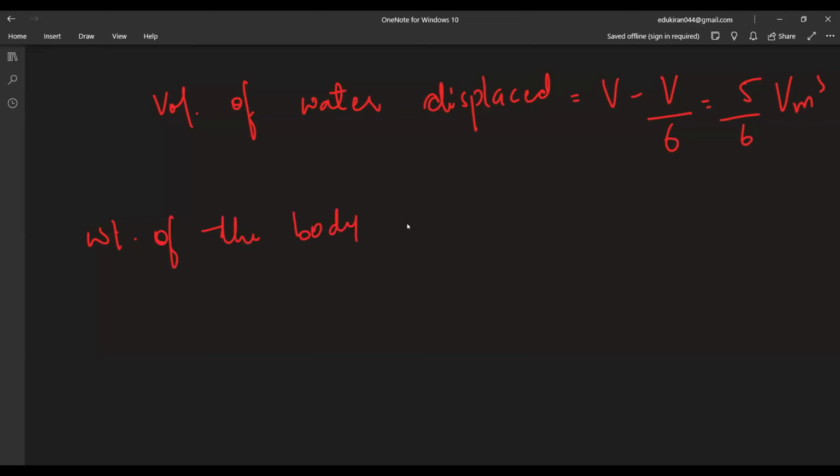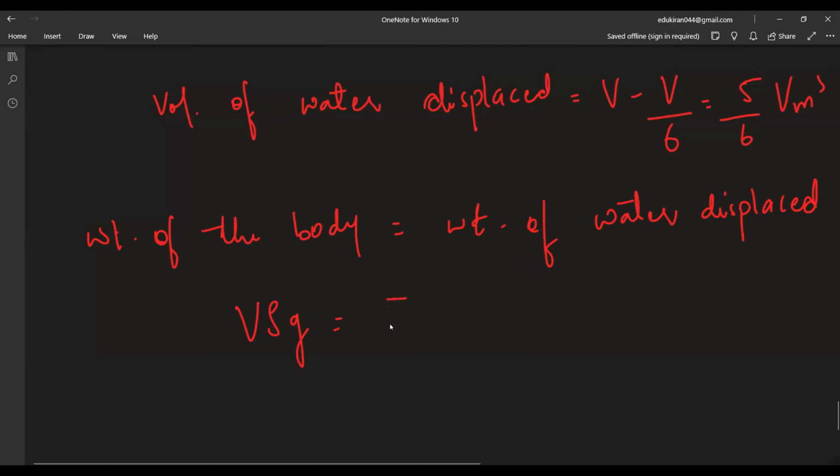The weight of the body is equal to the weight of water displaced. So weight of the body is V rho G, and the weight of the water displaced, which we have calculated as 5/6 of V, with density 10 to the power 3 and acceleration due to gravity G, is 5/6 into V into 10 to the power 3 into G.